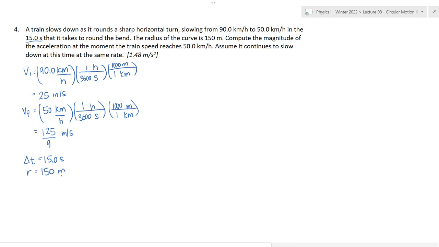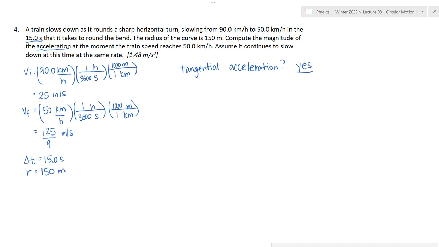Compute the magnitude of the acceleration at the moment the train speed reaches 50 kilometers per hour. Okay, so it's asking for acceleration. So remember, for all these types of questions, you always have to say, well, what type of acceleration is there? Is there a tangential acceleration? How do we know? There's a tangential acceleration if the object is speeding up or slowing down. And it is, right? The object went from 90 kilometers per hour to 50 kilometers per hour, so it's slowing down. So because of that, yes, there is a tangential acceleration.